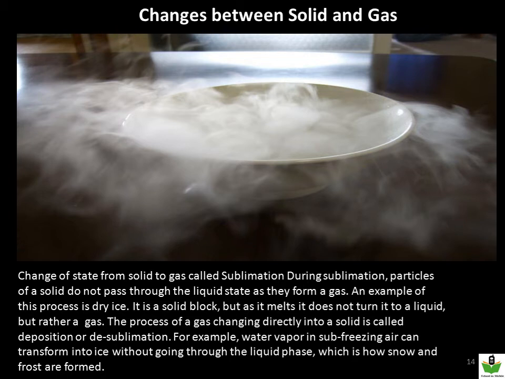An example of this process is dry ice. It is a solid block, but as it melts it does not turn into a liquid, but rather a gas. The process of a gas changing directly into a solid is called deposition or desublimation. For example, water vapor in sub-freezing air can transform into ice without going through the liquid phase, which is how snow and frost are formed.